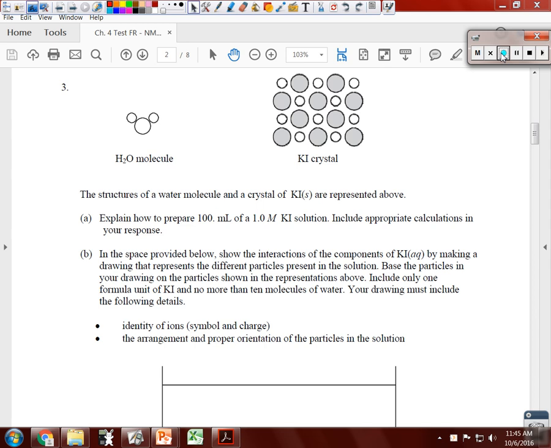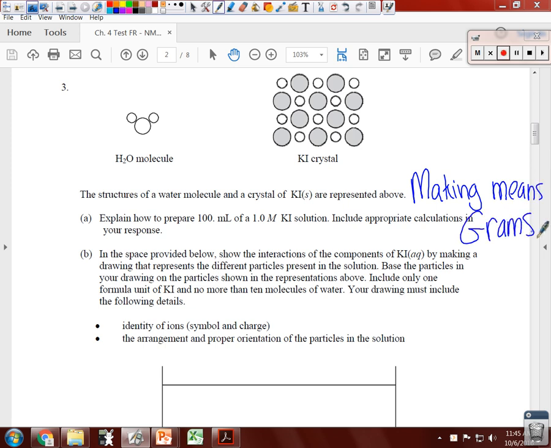Now, I'm not going to spend a whole lot of time going over this one. The first thing that I want to mention to you is, is this making a solution or diluting a solution? Making a solution. So making means grams. And that's what it means by include appropriate calculations.